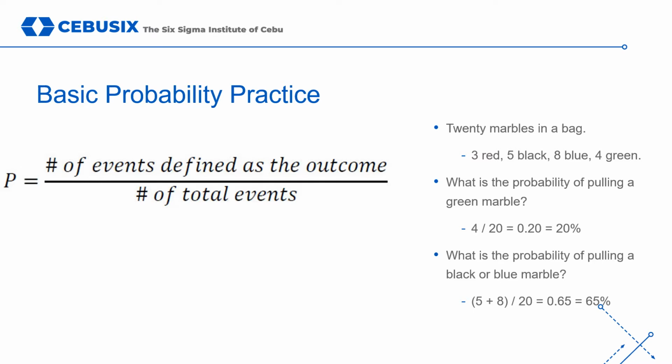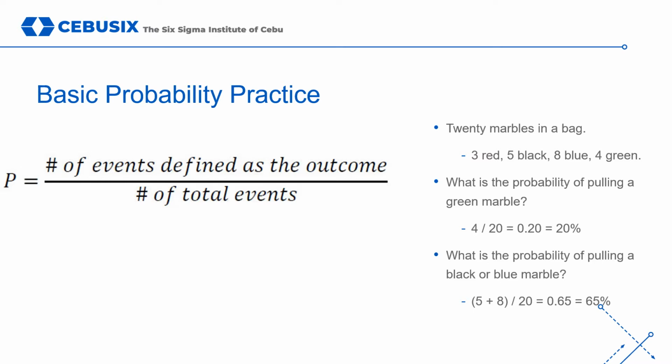In the case of rolling a 6-sided die, there are 6 possible events. The probability of rolling any particular number is 1/6 or 16.7%. The probability of rolling any one of 2 particular numbers, however, is 2/6 or 33%.